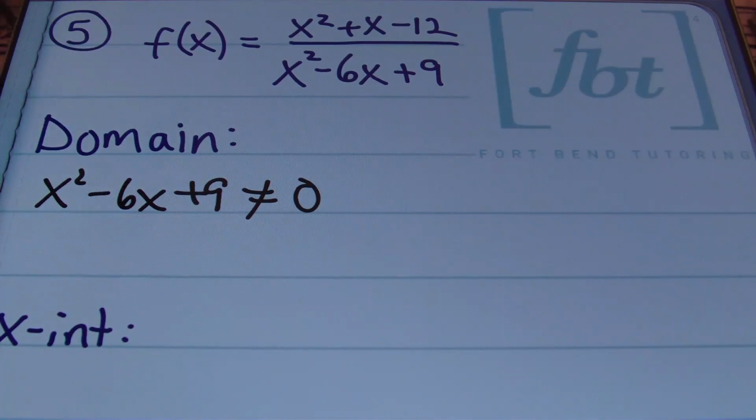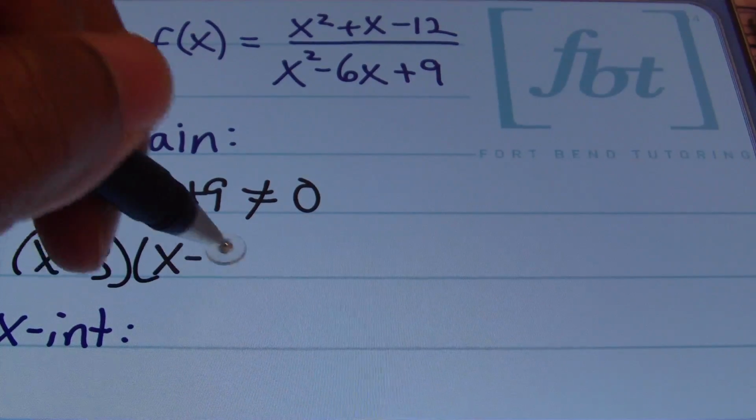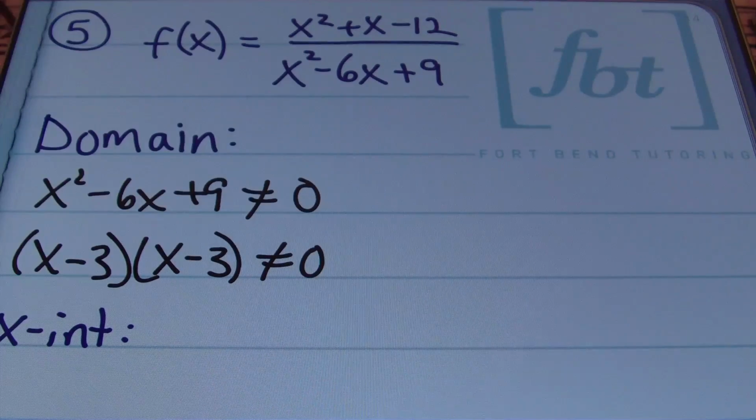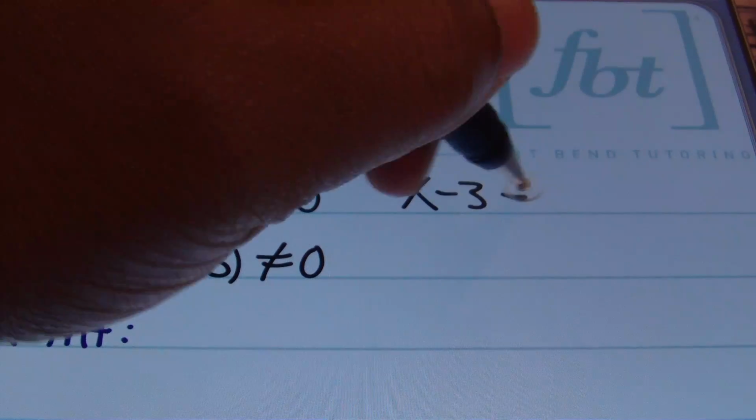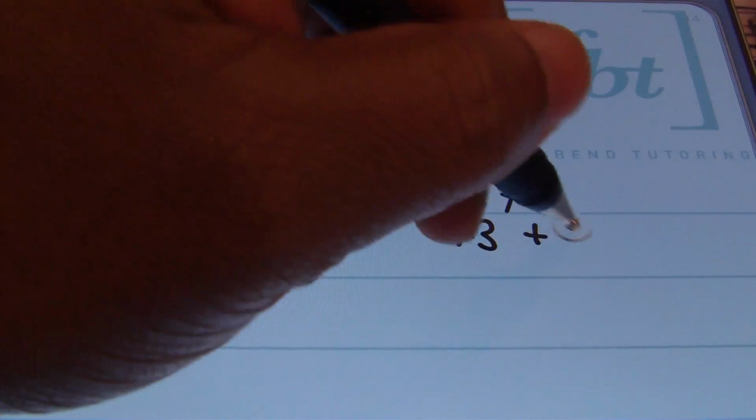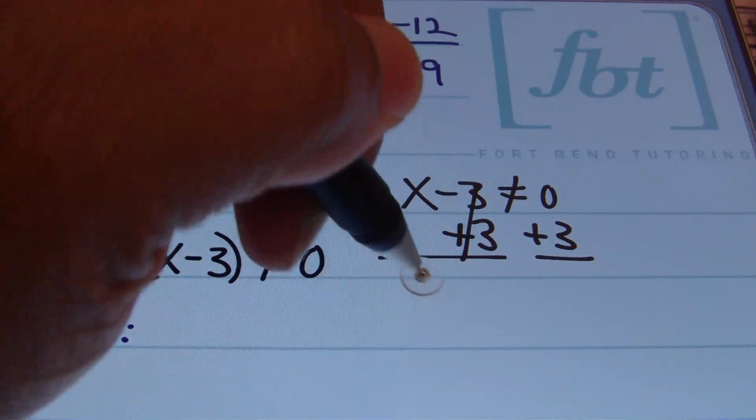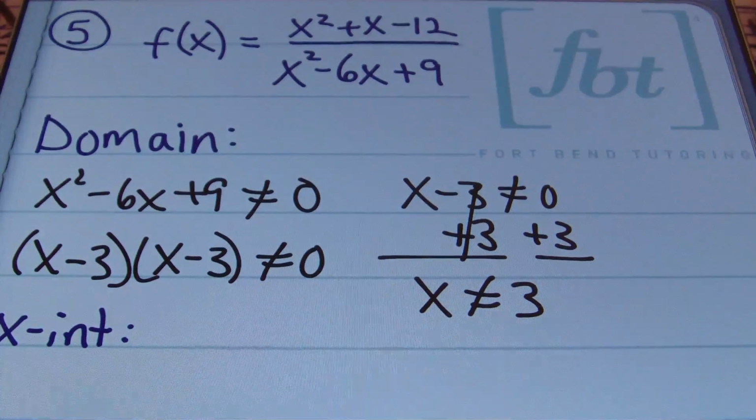So factoring this, you'll have x minus 3 times x minus 3 cannot equal 0. Since you have multiplicity here, in other words, you end up with the same repeated factor of x minus 3, we can just solve for one of those. So I'll have x minus 3 cannot equal 0, and I'll solve by adding 3 to both sides, and I'll end up with x cannot equal 3. That's the domain. x can't equal 3.